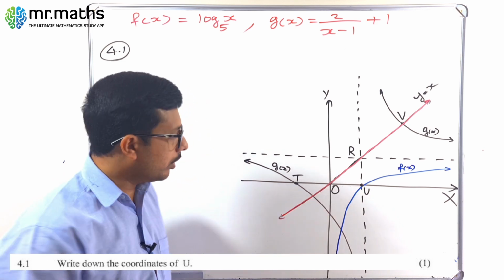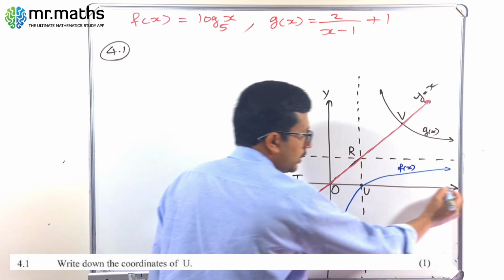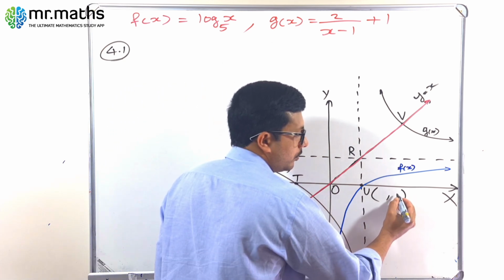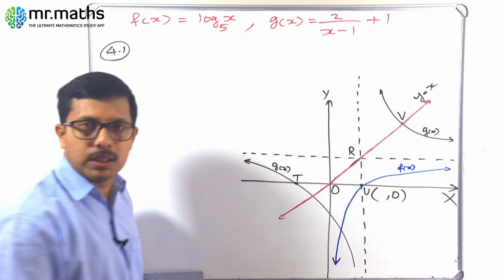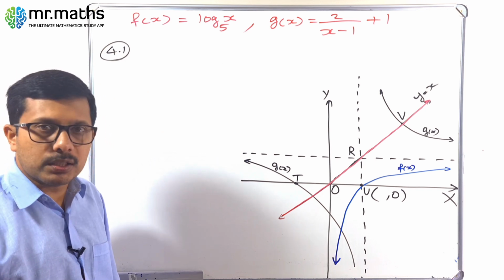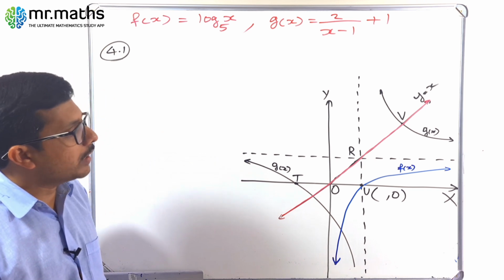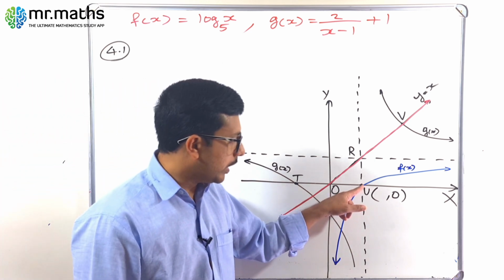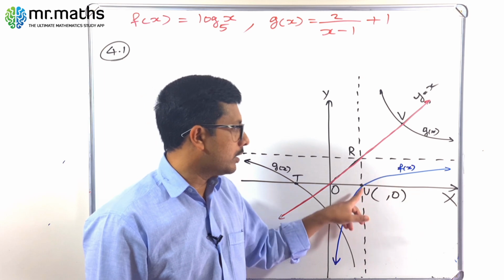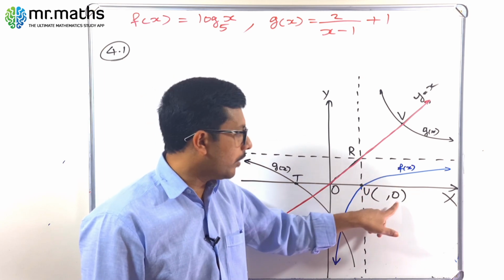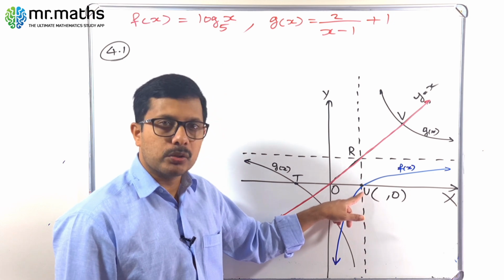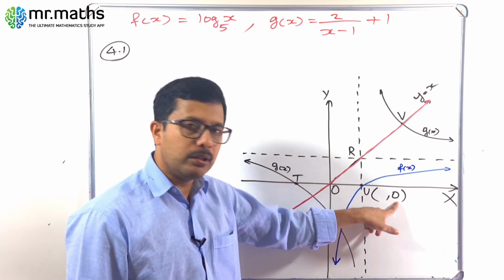Here you can see that this is the x-intercept. So at the x-intercept, what is the y value? Of course the y value is 0, isn't it? At the x-intercept the y value is 0. The question is to find the coordinates of this point U. Since this one is the x-intercept, the y value is 0.